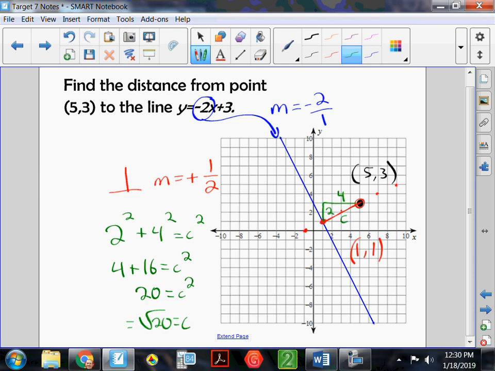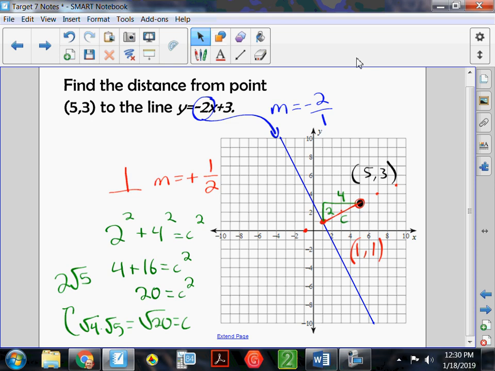And then we can also simplify that to square root of 4 times square root of 5. And that simplifies to 2 root 5. So that's the distance from the point 5, 3 to the line, 2 root 5, or square root of 20, which is going to be between 4 and 5, so 4 point something units.